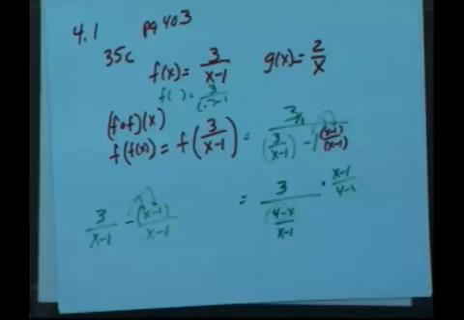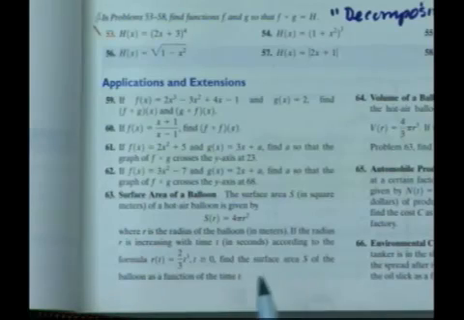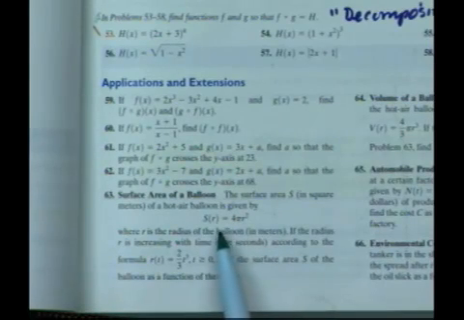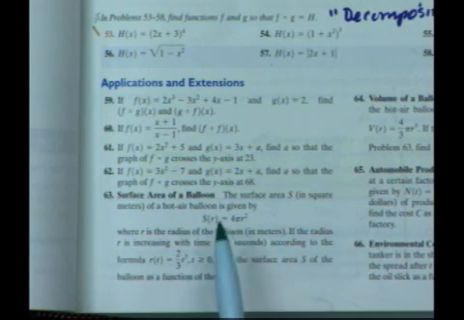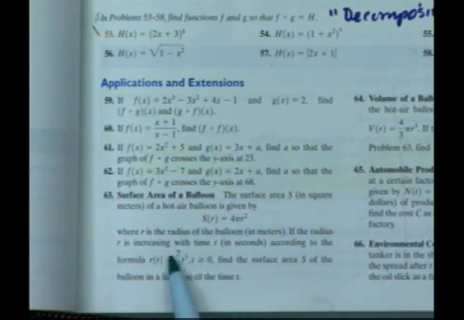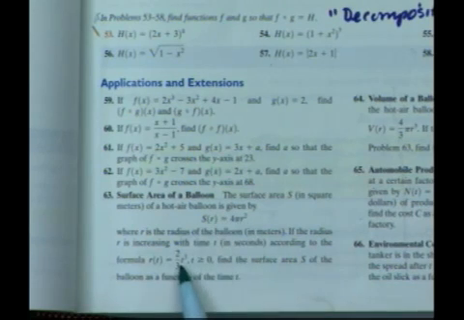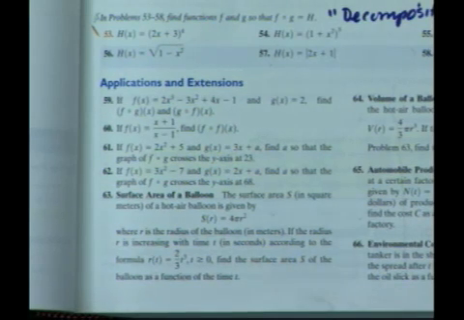All right, so 4.1, number 35 was taken care of. We're going to go to problem number 63. 63 we did already on tape. This was my introduction, 4.1, number 63. This was the problem we did to introduce composition of functions. You had to write the surface area in terms of time. So basically you substituted in what your radius was in terms of t. So I'm not going to go back over that one. You can rewind the tapes and get there.